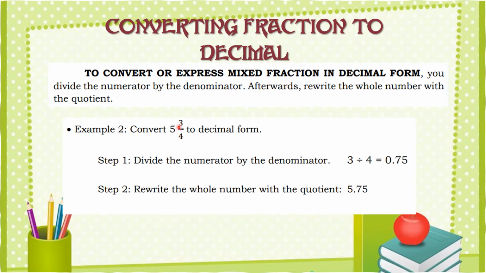Next, 5 and 3/4, same process again. Let's convert the proper fraction to decimal first. We have here 3, the numerator, divided by the denominator, which is 4. 3 divided by 4 is 0.75. And then we have to add 0.75 to the whole number, which is 5. And then we have here 5.75 as the decimal form of the fraction 5 and 3/4.